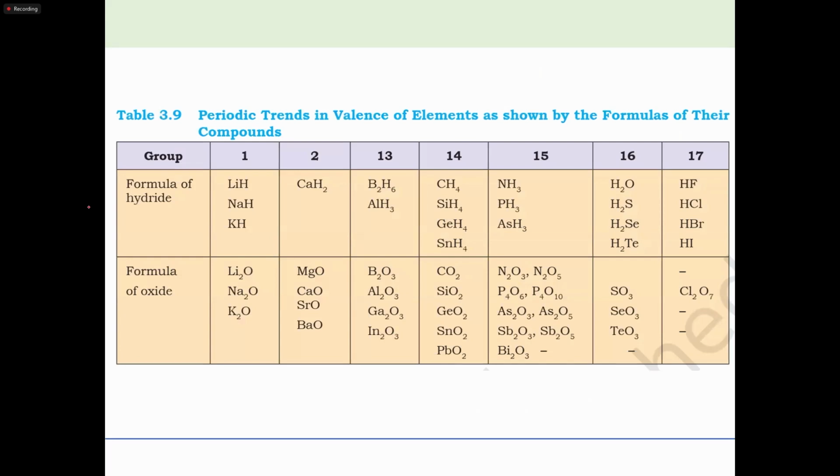Next, there are some examples I have taken here. If you see this, lithium, sodium, potassium, these are hydride compounds. Calcium, B2H6, aluminium hydride. So these show the periodic trends of the valence of the elements as shown by the formulas of their compounds. These are formulas of the hydrides, and these are formulas of the oxides.